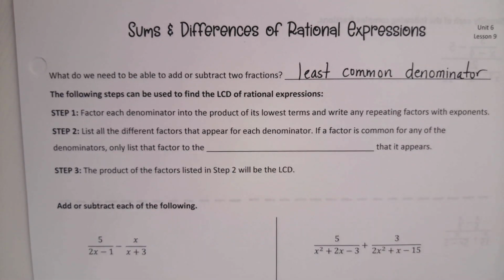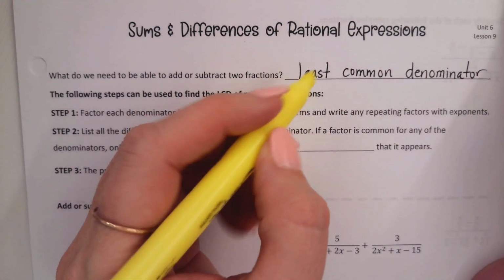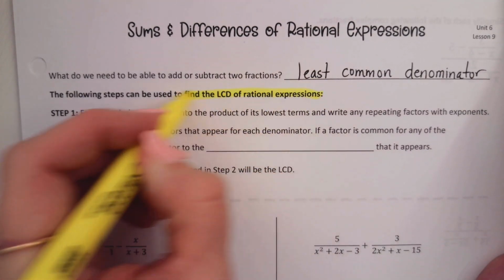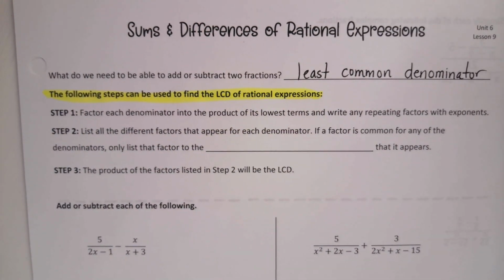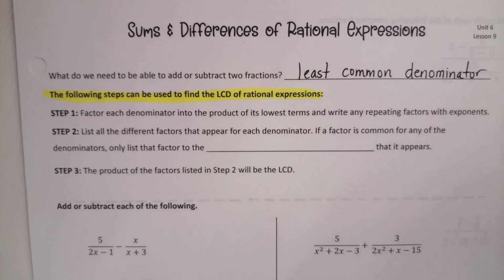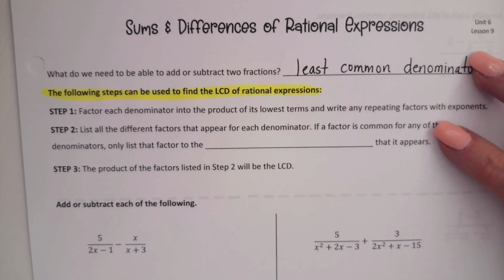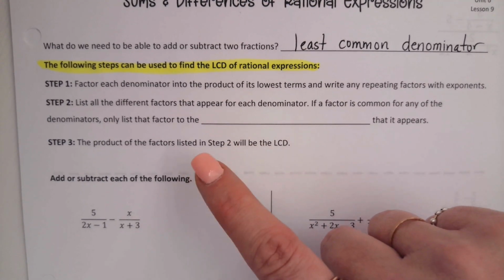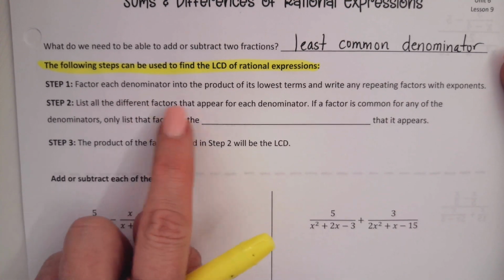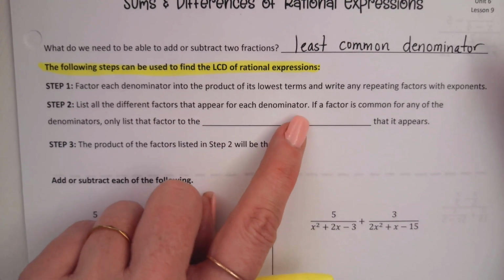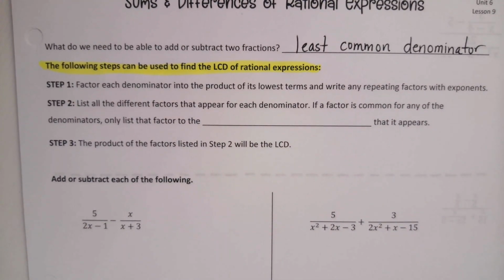The following steps can be used to find the least common denominator of rational expressions. First thing we want to do is factor all the denominators, if they are factorable. We want to be able to see what they are made out of, like what are their little parts, their little binomials. And then for your least common denominator, you're going to put all the different factors that appear for each denominator. If you see a factor, it needs to go on your common denominator.